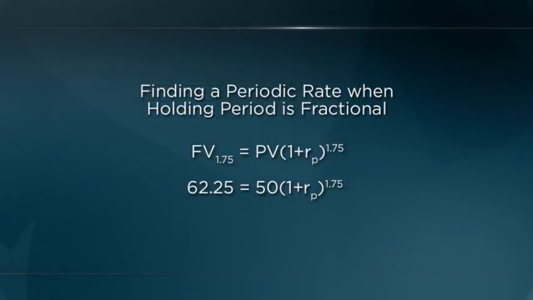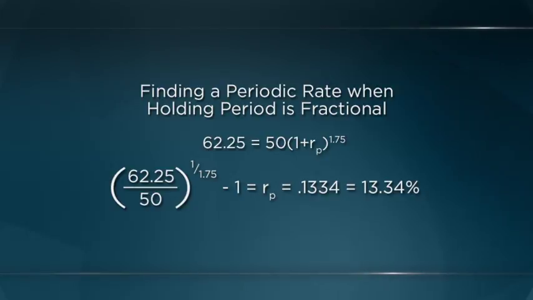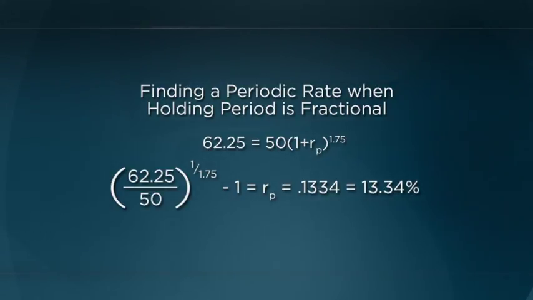We can solve for the R_P again using the future value formula as before. Only instead of using 3 for the number of periods, I use 1.75 for the number of periods. So now we have 62.25 equals 50 times the quantity 1 plus R_P raised to 1.75. When I solve for R_P this time, I get that R_P is equal to 0.1334, or 13.34%.